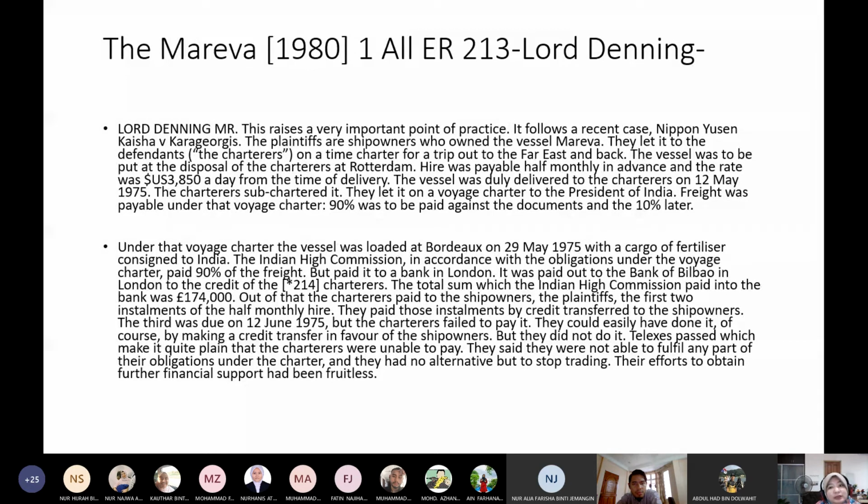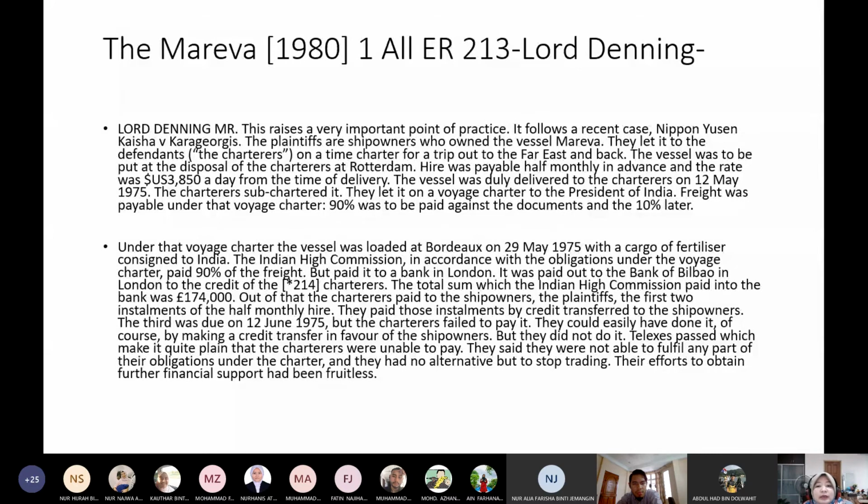And then these are among their agreements, and then it was loaded at Bordeaux in France, I think, with a cargo of fertilizer and consigned to India. What happened was the Indian High Commission paid 90% of the freight to a bank in London.